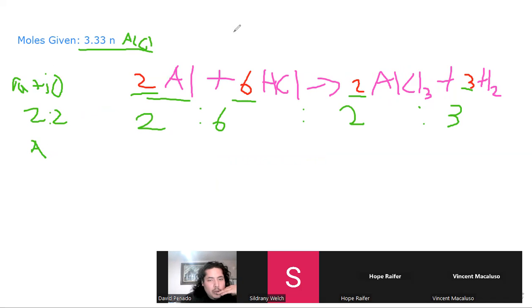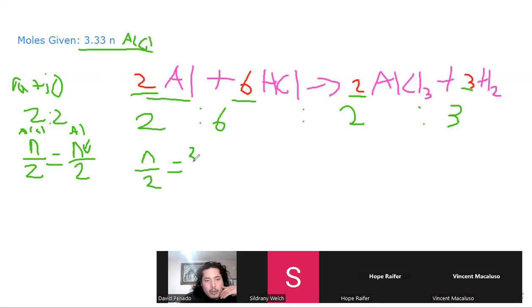So in this case, the ratio is 2, 2, or in other words, mole 2 equals mole 2. This side is the HCl, and this is just aluminum. So that's what the ratio means. This equals to this. But we already have this, so it's going to be n over 2 equals 3.33 divided by 2. So we have to get n by itself.